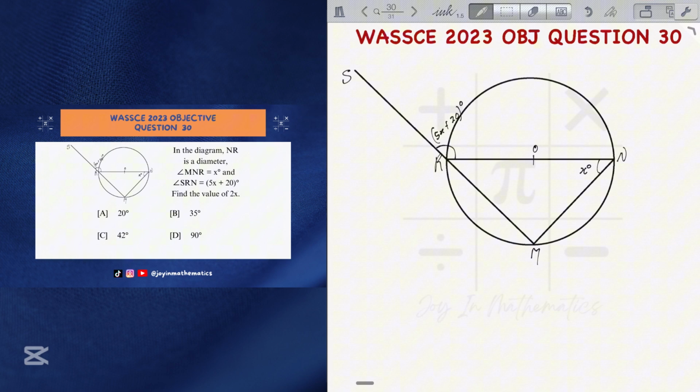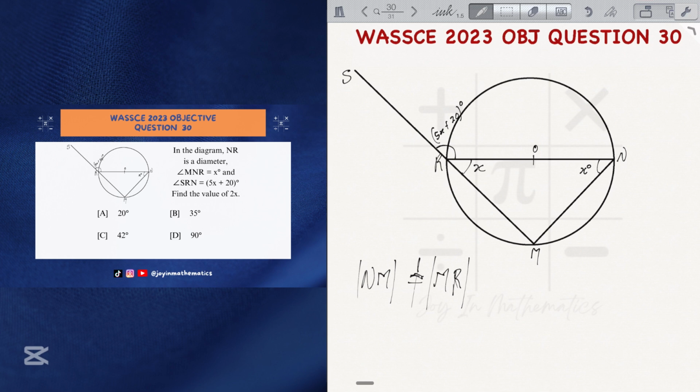Now, it was not stated that the length of NM is equal to MR. So we are not going to make that assumption. We'll just say that it is not equal. Because if it was equal, we would say the base angles of an isosceles triangle are equal.